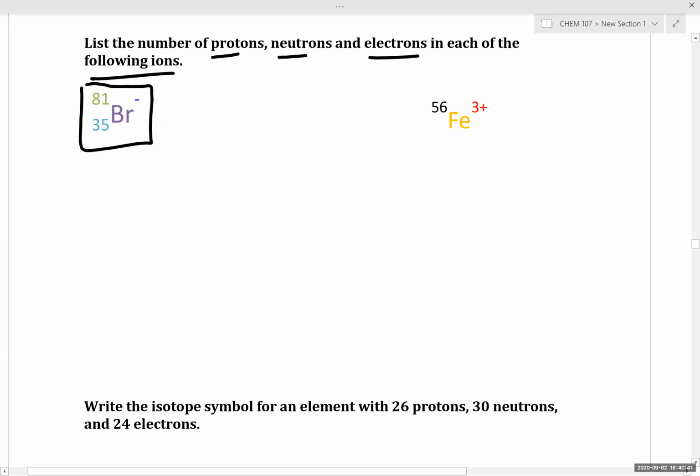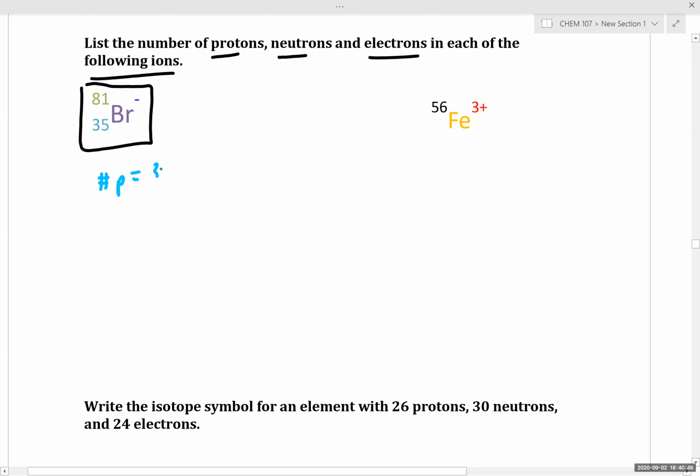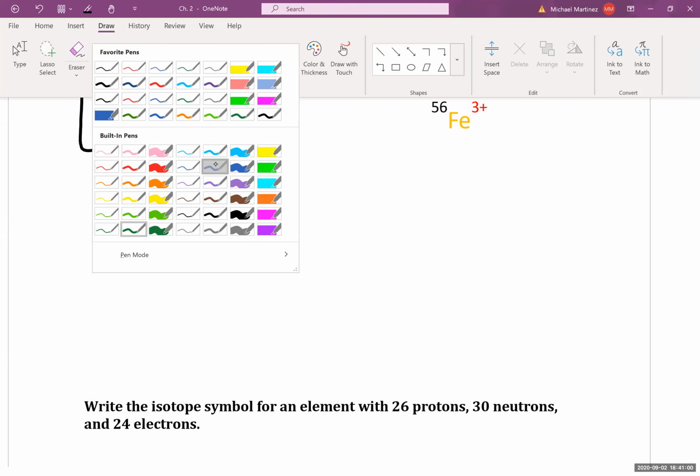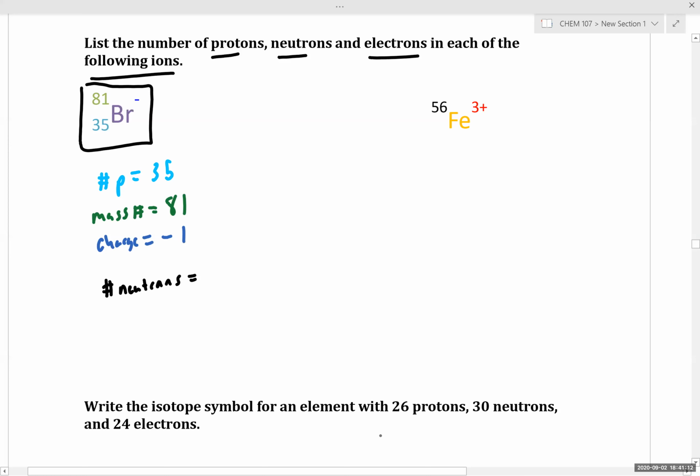So dissecting this isotope symbol in detail, I was nice and I gave us the atomic number already. So we know our number of protons is equal to 35. We know as well that our mass number is equal to 81. And we also know that our charge is equal to -1. So from this information, we can calculate the number of neutrons by taking the mass number, which is 81, minus the number of protons, which is 35. That gives us 46 neutrons. And then if we want to calculate the number of electrons, we take our number of protons, which is 35, minus the charge, and that gives us 36 electrons.